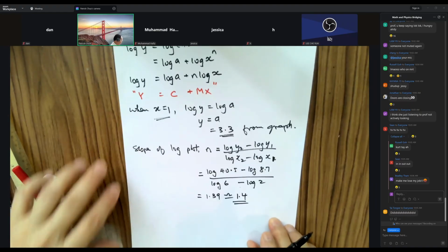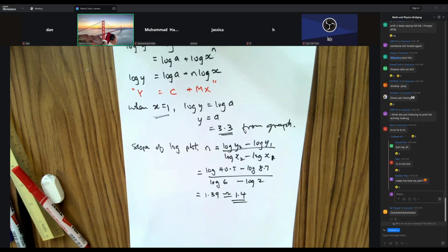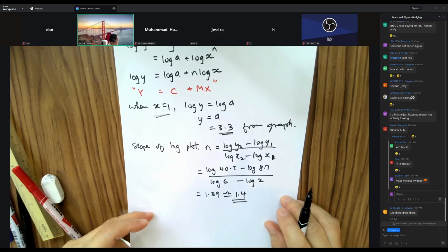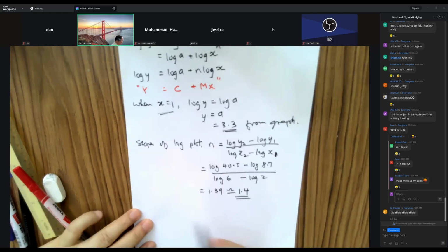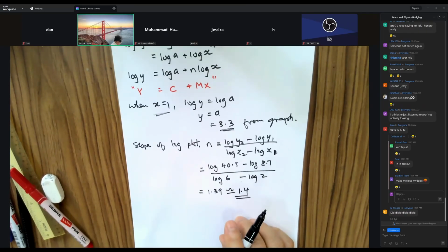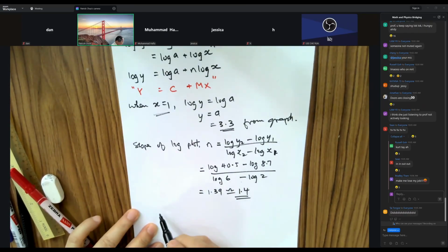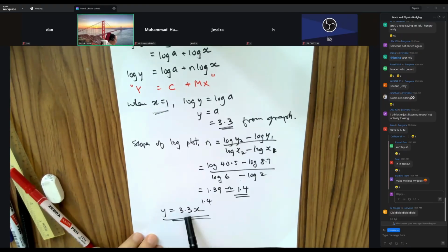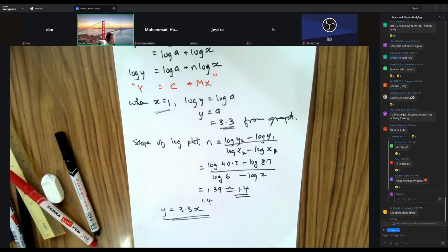So there you are. By doing a simple conversion from an ordinary graph plot to a log-log graph plot and understanding the logarithm process, the steps, you can find from your measured set of data that the equation of that curve is y is equal to 3.3 x to the power of 1.4. Very useful data coming out from there.